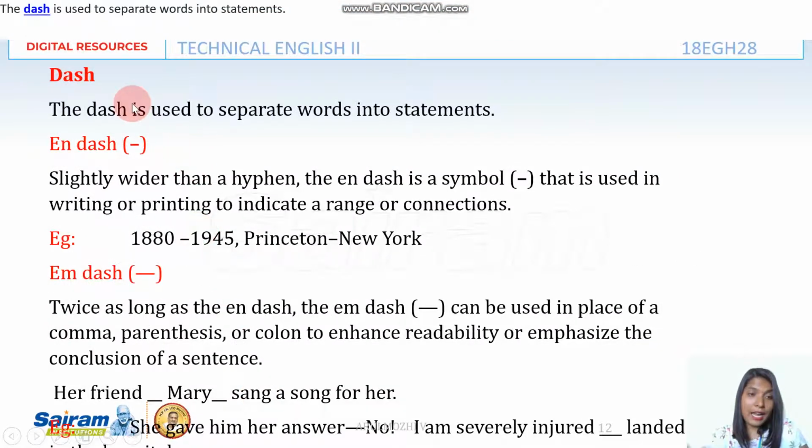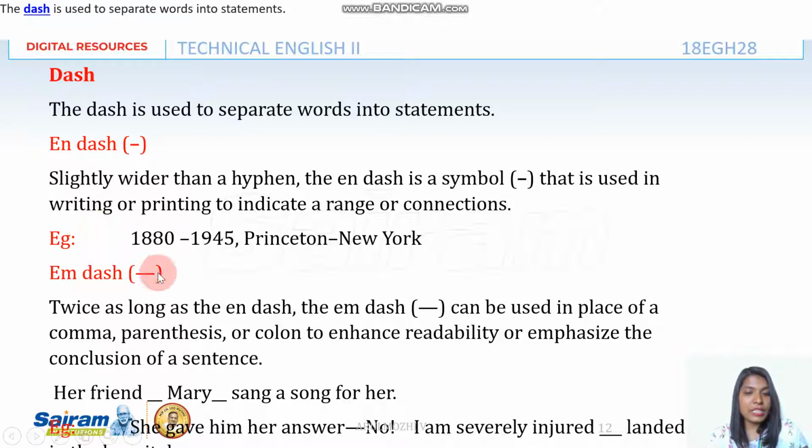Next, dash. There is a difference between dash and hyphen. Hyphen is the small one. In dash we have the m dash and the n dash. This n dash is slightly wider than a hyphen and it is used to connect ranges. Take for example, I worked here from 1880 to 1945. So this word "to" will be replaced by an n dash. I traveled from Princeton to New York. So "to" will be replaced by an n dash in punctuation.